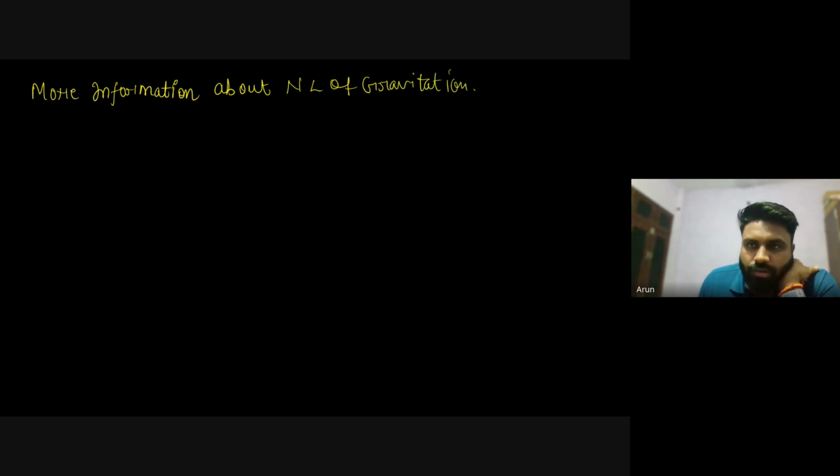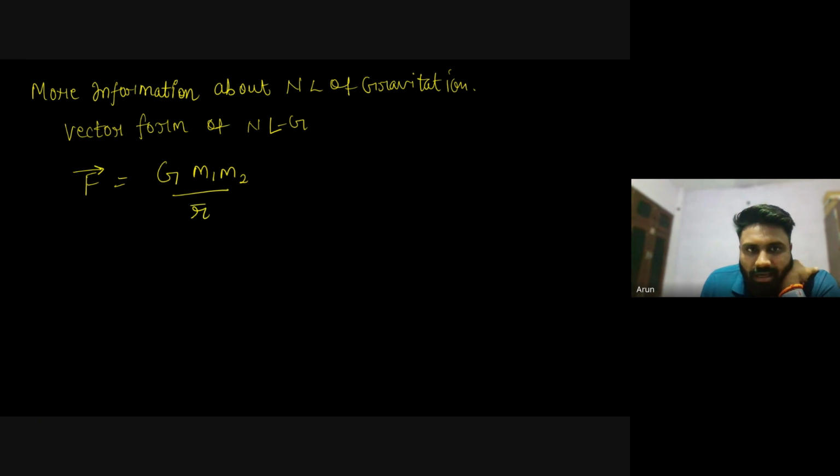If you write it in the vector form of Newton's law of gravitation, NLG, it is F vector equals G, a constant, m1 m2, masses being scalar quantities, divided by R vector square multiplied by R cap. R cap here is the unit vector of R.